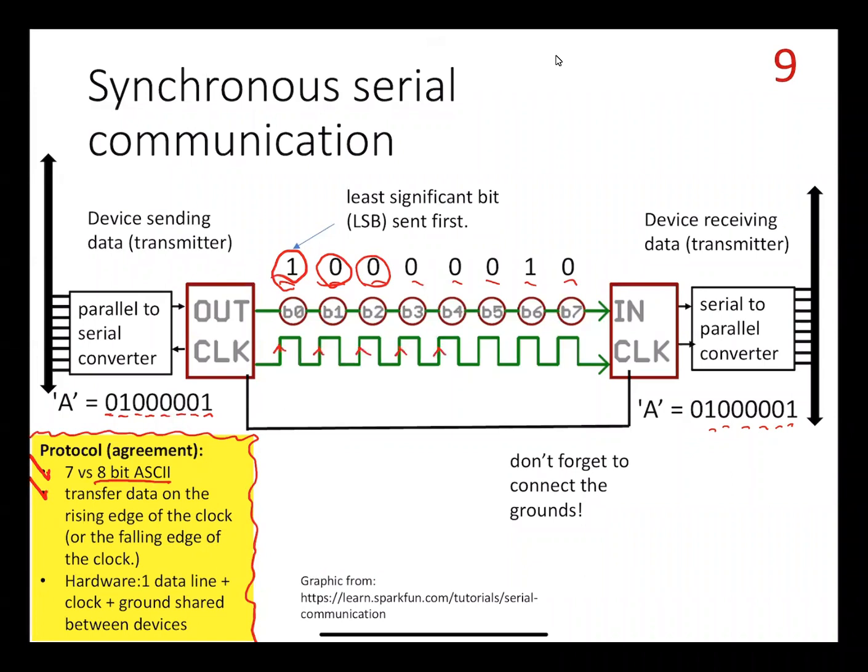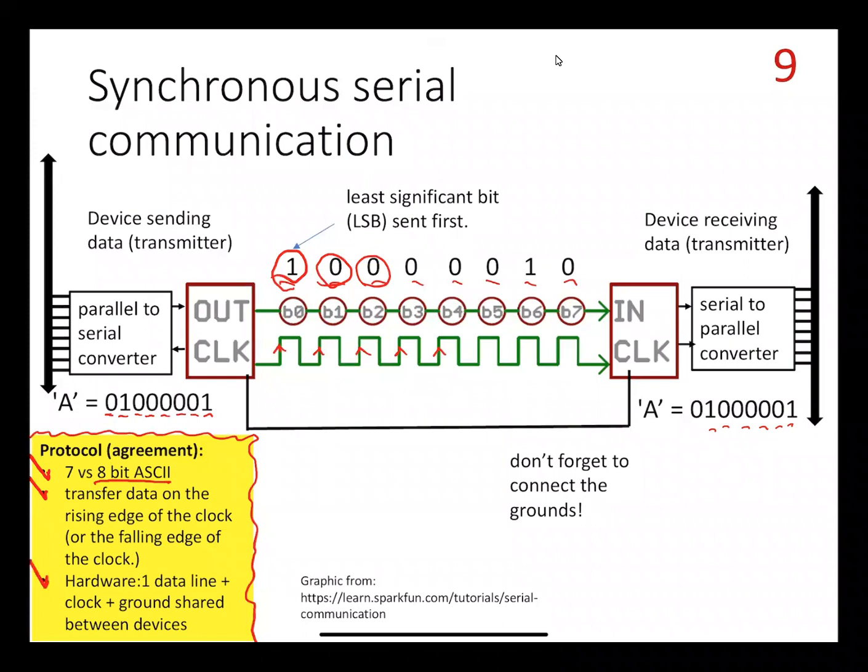So on the rising edge, it could be the falling edge, but let's say it's the rising edge of that shared clock. We'll send over the first bit. And then on the rising edge of the next clock period, we send over the next bit, and so forth until we've sent over all 8 bits. Okay, so we have to have that agreement.